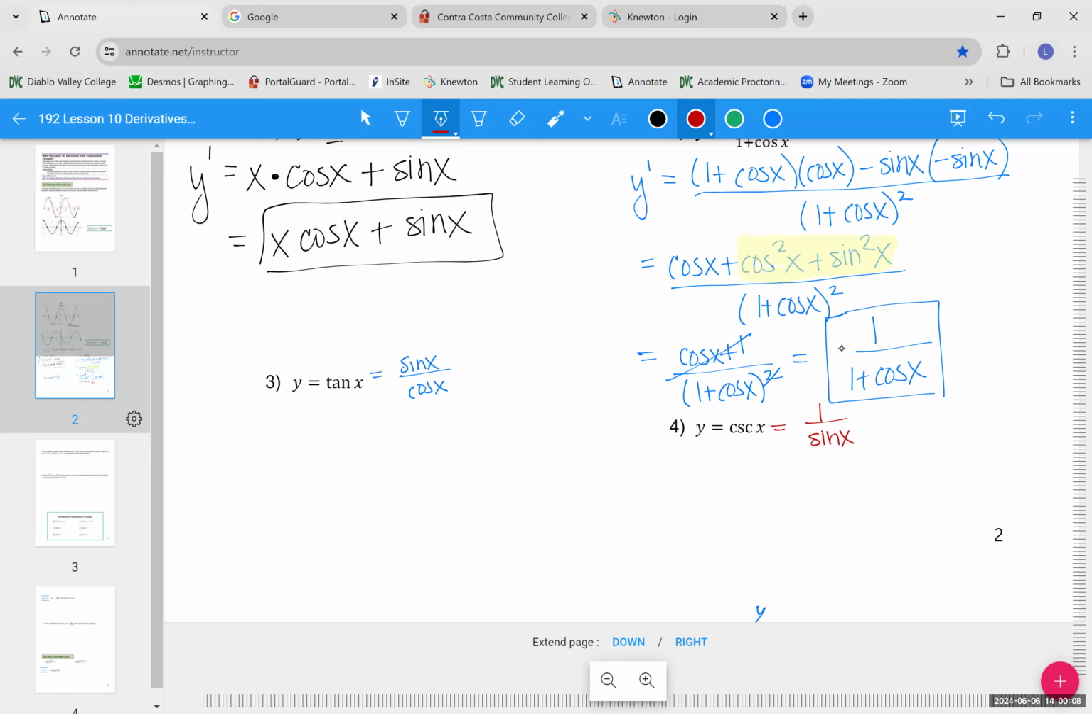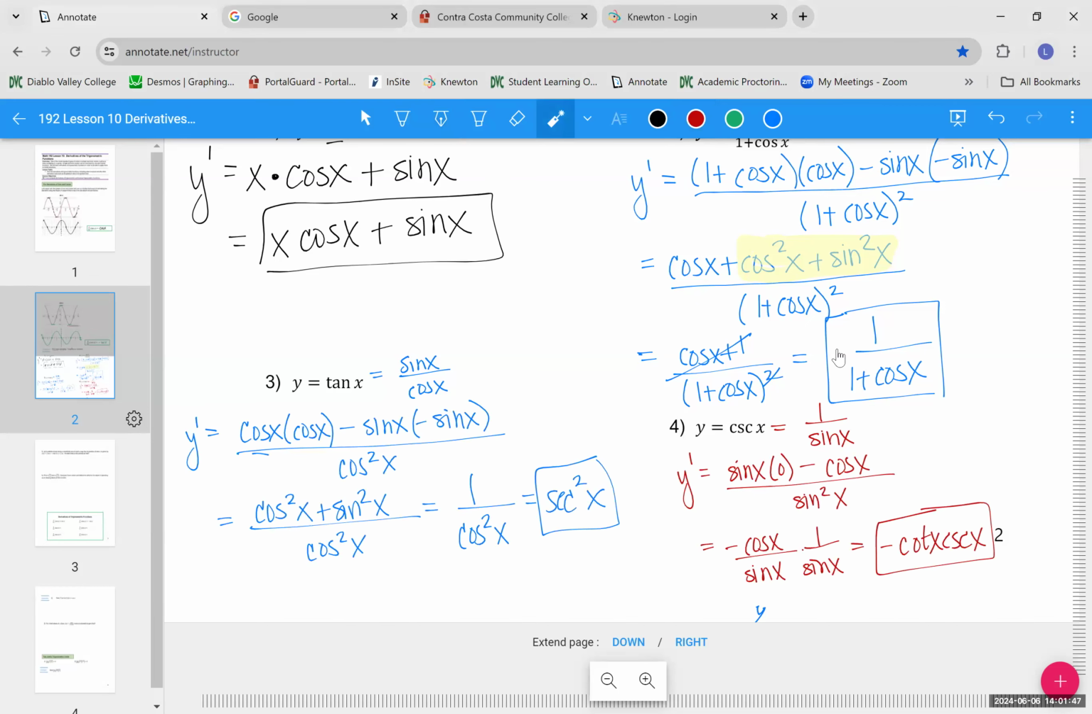Okay, so both 3 and 4, we're going to apply a quotient rule. And we're going to then try to simplify and see if we can't come up with formulas for the derivative of tangent and the derivative of cosecant. So again, I'd encourage you to go ahead and hit pause on the video and see if you can work out the quotient rules in those two situations and then restart.